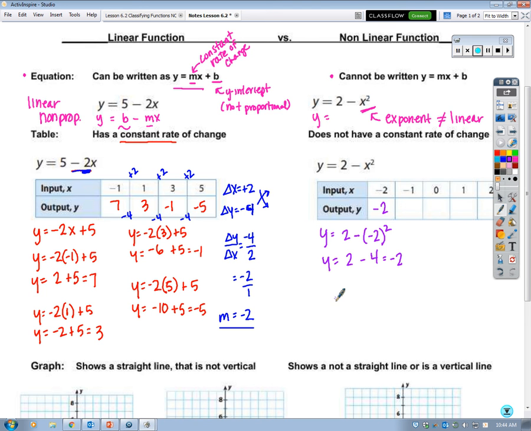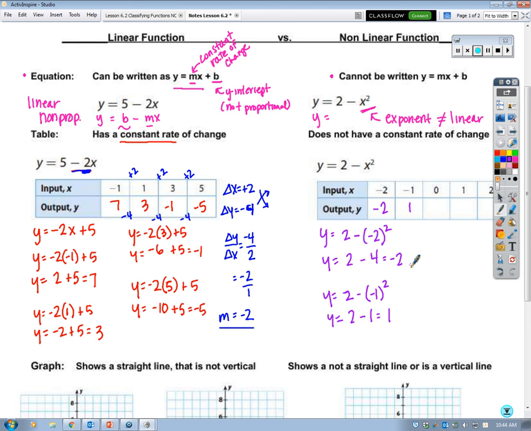Let's plug in our next one. y equals 2 minus negative 1 squared, because I'm just plugging in my x. Negative 1 times negative 1 is positive 1. So I've got y equals 2 minus 1, which is 1. So when x is negative 1, y is positive 1.